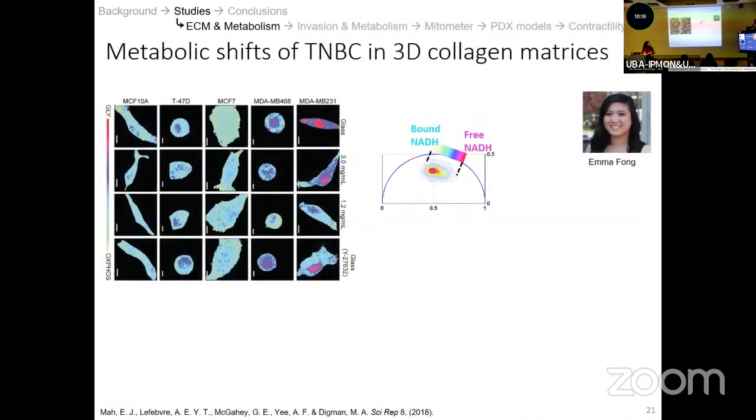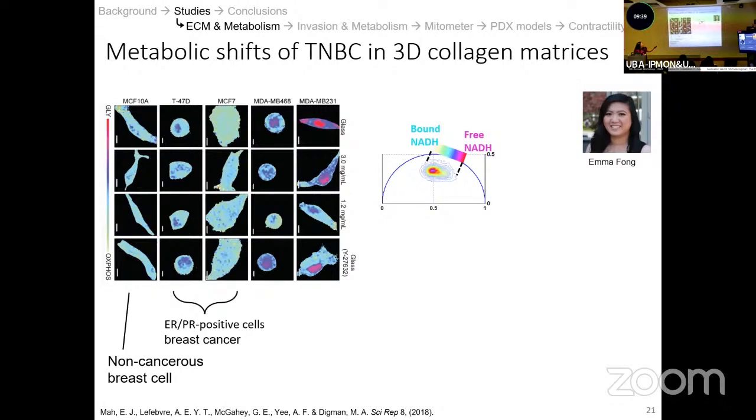Okay, so let's go back to our experiment where we wanted to change the stiffness of the material. So here we have glass, 3.0 milligrams per milliliter, 1.2. So we go from the stiffest, what's the stiffest surface we can have? It's glass, right? And then we put the cells on collagen, 3 milligrams, still pretty dense, and 1.2. And what happens is that in MCF10A cells, these are non-cancerous cells, the metabolism doesn't change. The metabolism is the same. We have a high fraction of bound NADH.